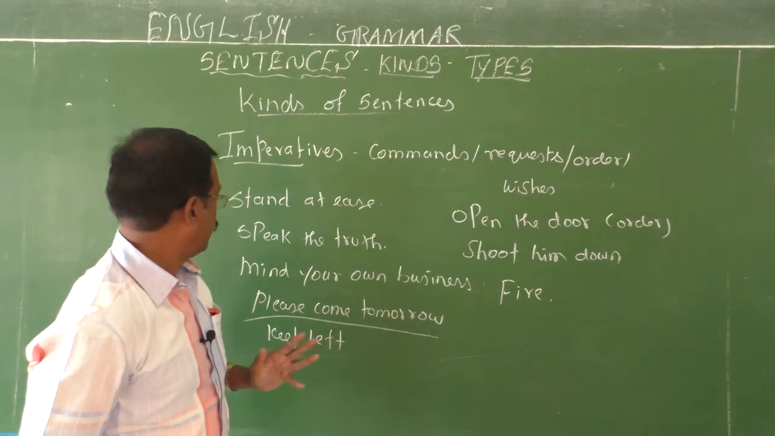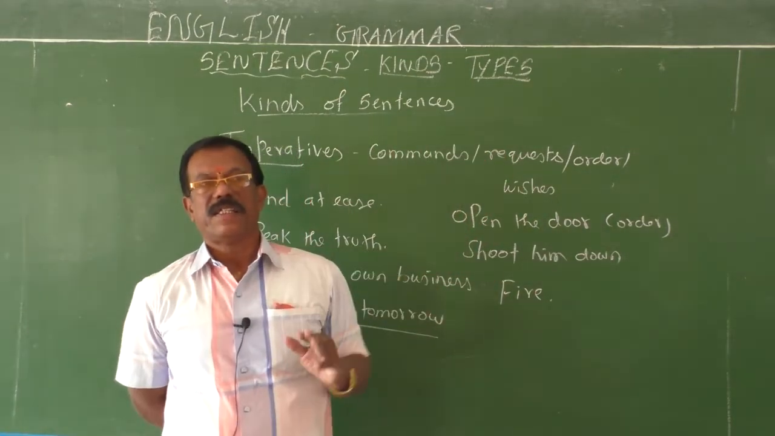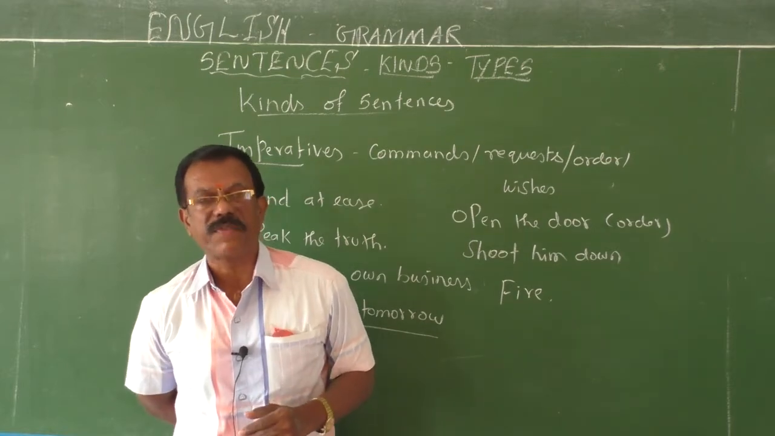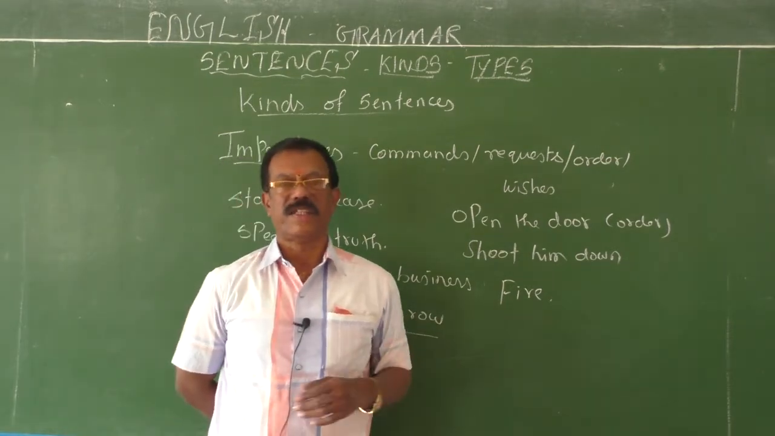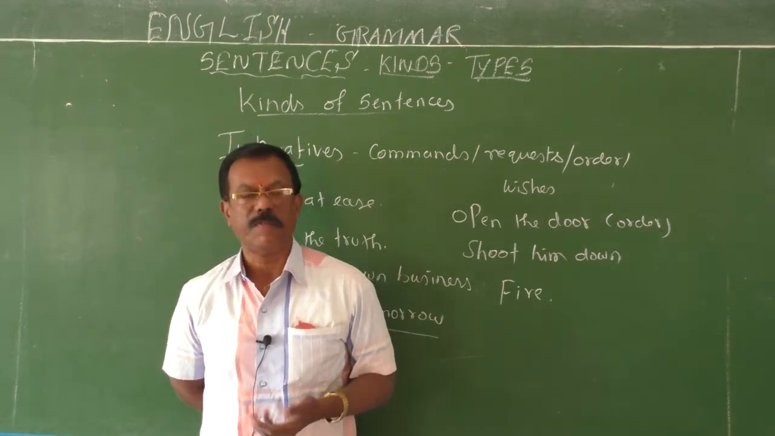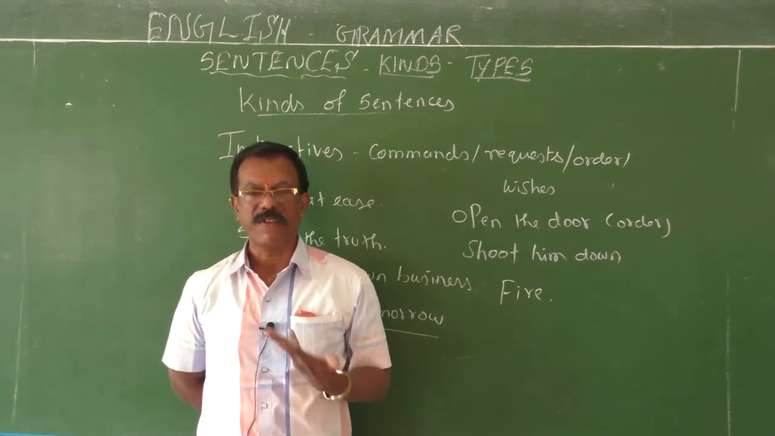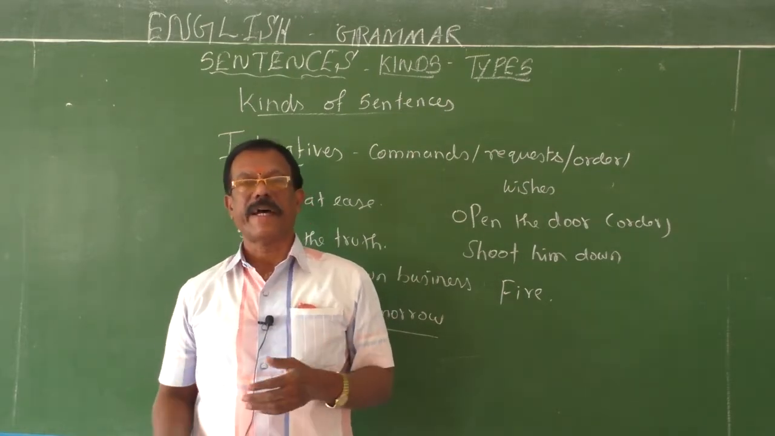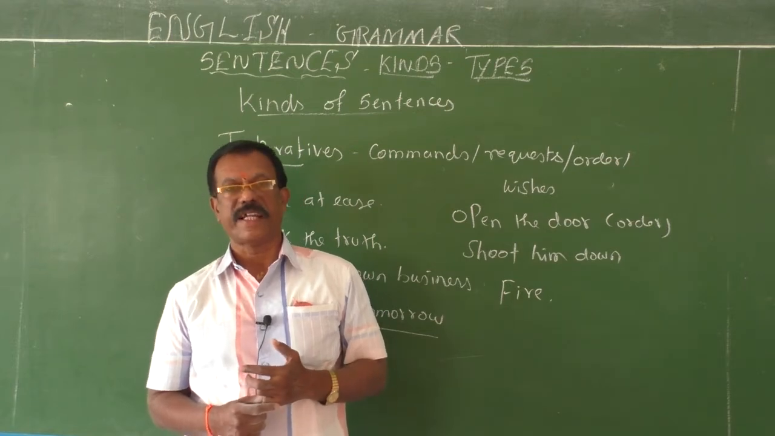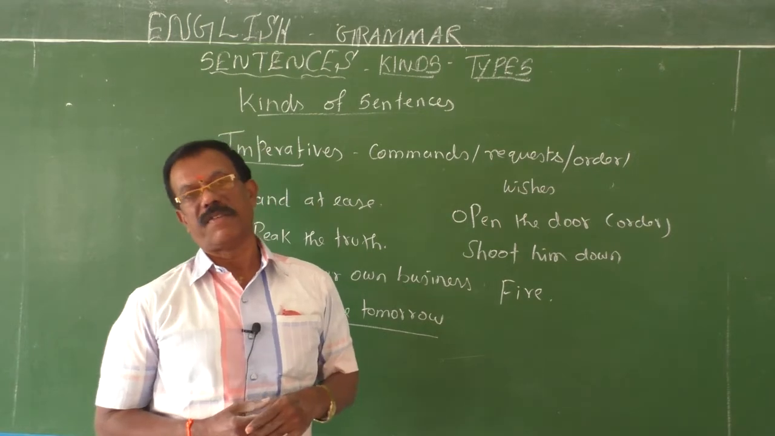Then instruction, the direction: go straight. Suppose these sorts of directions are given by the police officials, traffic police. When people don't know the way to go, or the way to reach the place, at that time they may be guided by the traffic police with some set of commands. They are called directions. Okay. So these types of sentences are called imperative sentences.